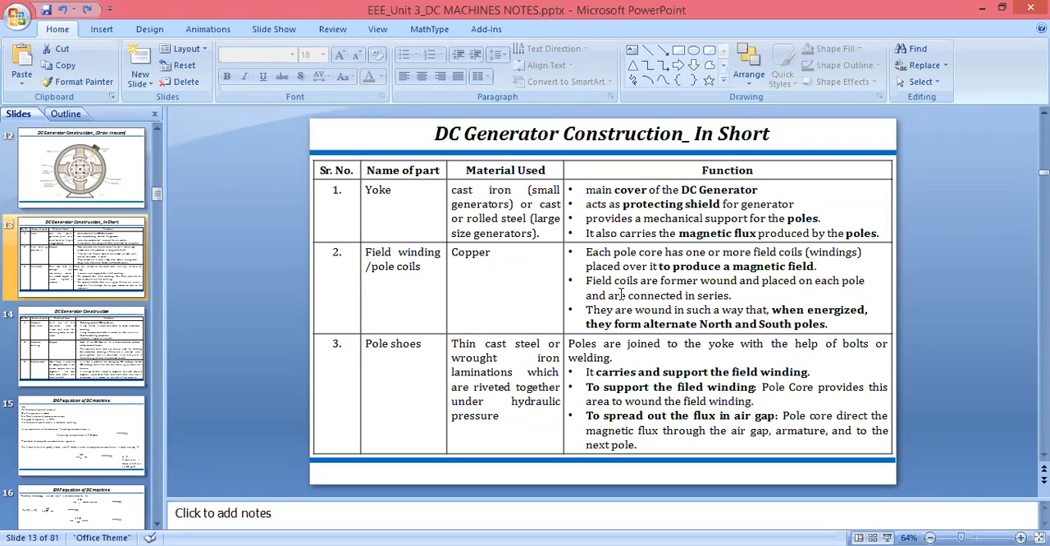Sometimes there will be a question like: explain the work of yoke and pole shoes in the DC generator. So what we have to do?